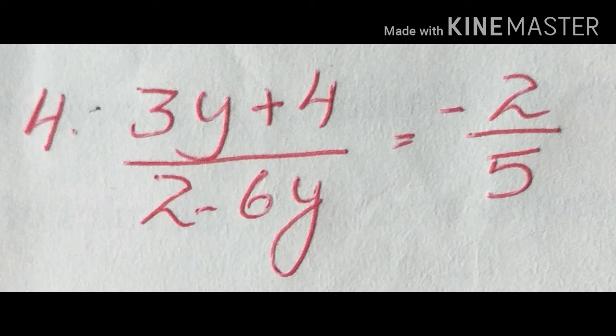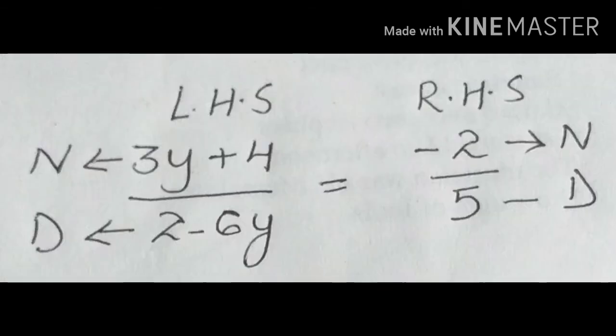Here also we have the two sides, the left hand side and the right hand side. In the left hand side we have (3y + 4) divided by (2 - 6y), and in the right hand side we have -2 by 5. Now the next step, as we did in question number 1, similarly here also we have to cross multiply.